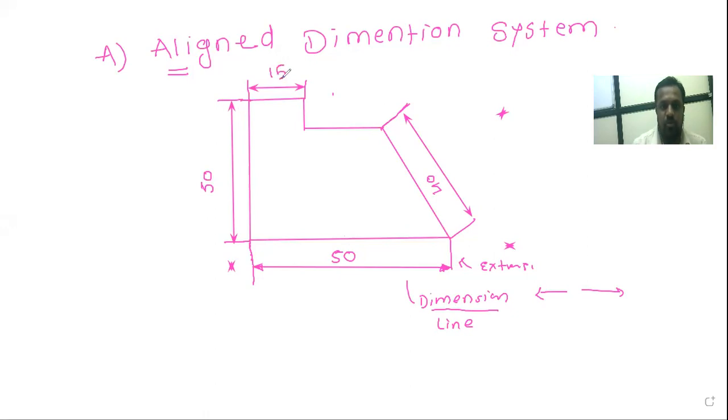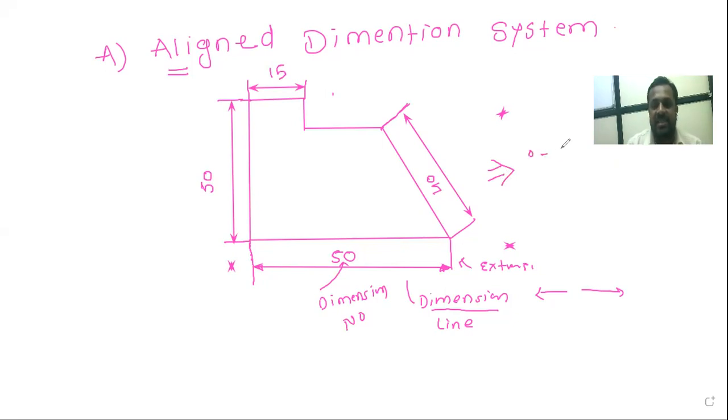In this manner we have to show it. This is called the dimension number. This is called the dimension line, and this is called the extension line. Now see, from this system you can write down here.